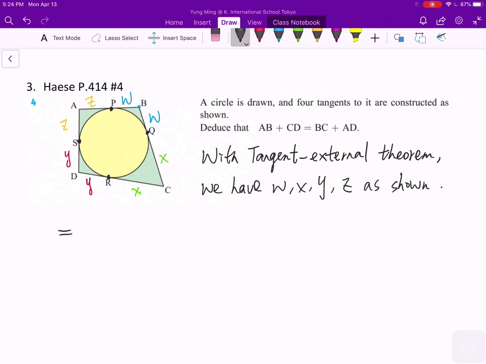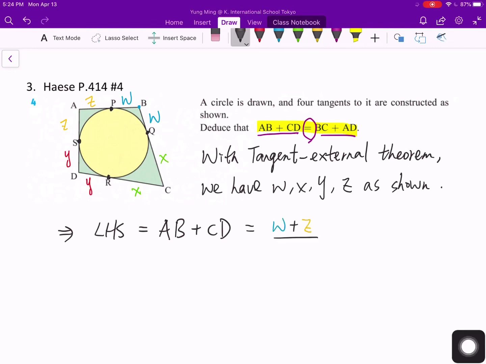Okay, so let's start with the left-hand side. The left-hand side is AB plus CD. This is what we're trying to prove, but we don't know whether they're equal, so we cannot assume that they're equal. So what we're going to do is look at them separately and see if they are actually equal. So let's look at the left-hand side first. AB plus CD. What is AB? Well, your AB is just W plus Z. And what is your CD? Your CD is just X plus Y, like that.